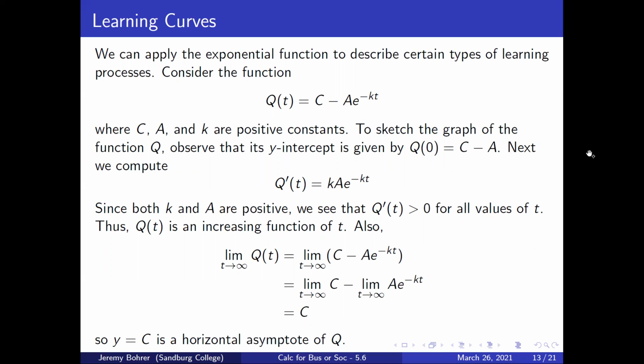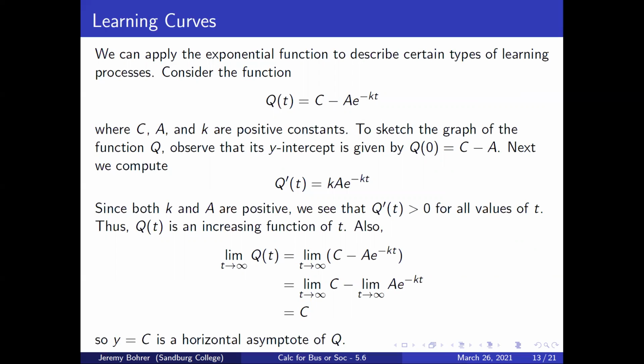We can apply the exponential function to describe certain types of learning processes. Consider the function Q of t equals c minus a e to the negative kt, where c, a, and k are positive constants. To sketch the graph of the function Q, observe that its y-intercept is given by Q of 0 equals c minus a. Next, we compute Q prime of t equals k times a e to the negative kt. Since both k and a are positive, we see that Q prime of t is greater than 0 for all values of t. Thus, Q of t is an increasing function of t.